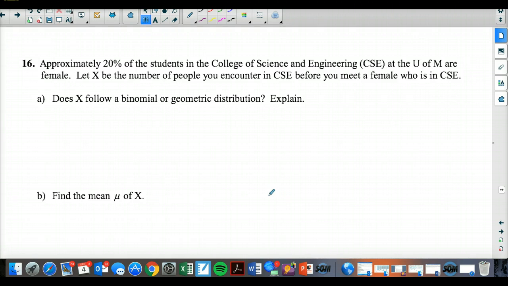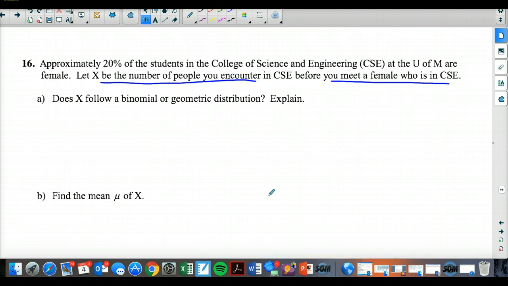This is geometric. So does it follow a binomial or geometric distribution? Approximately 20% of the students in the College of Science and Engineering at the U of M are female. Let X be the number of people you encounter at the College of Science and Engineering before you meet a female who is in the College of Science and Engineering. So this is the number of people until success.